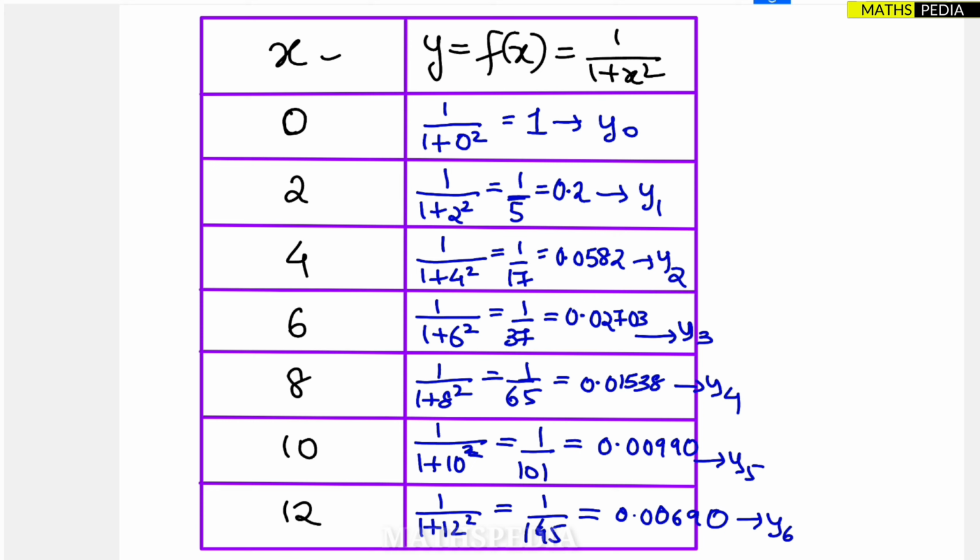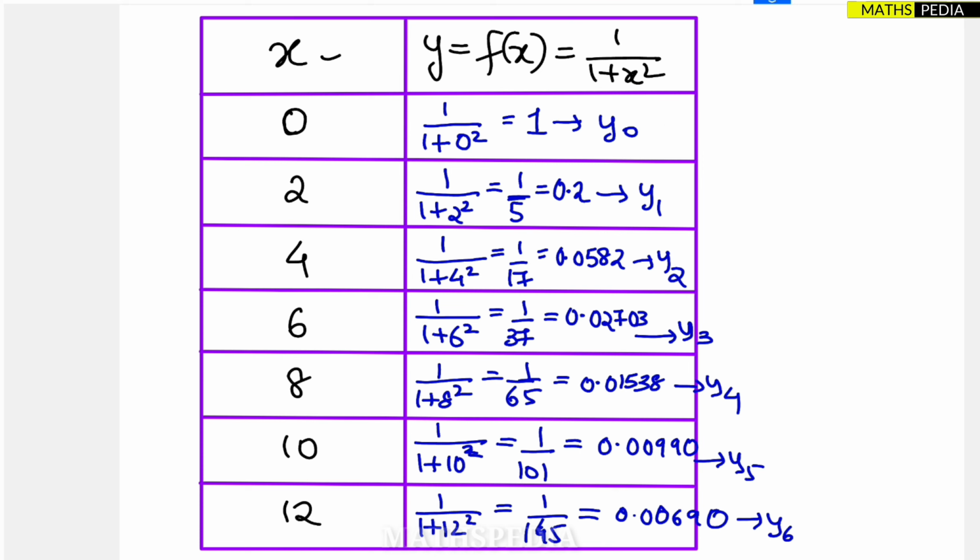After writing the x values, we have to find the corresponding y value by just substituting the x value in the given function. 0 is the first value, so substitute 0 for x: 1 by 1 plus 0 square, which will be denoted by y0. This is very important because we have to write it in the formula as well. So y0 is there, y1, y2, y3, y4, y5, y6. The first term always remains y0. The last term depends upon the h value, how many intervals there are. So y0 will remain in all the questions. That is the first value.